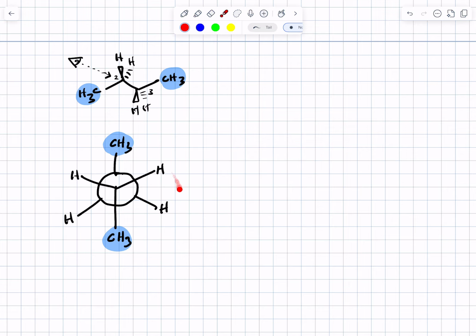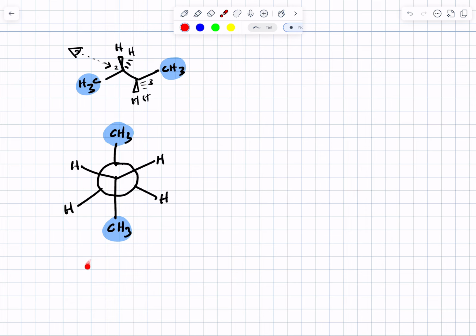Methyl in the front and the hydrogen in the back, right? So each substituent on a carbon-carbon bond between sp3 carbons is going to be gauche to two things and anti to one thing. All right, let's draw the conformation. So this is the conformation where the methyl groups are anti.